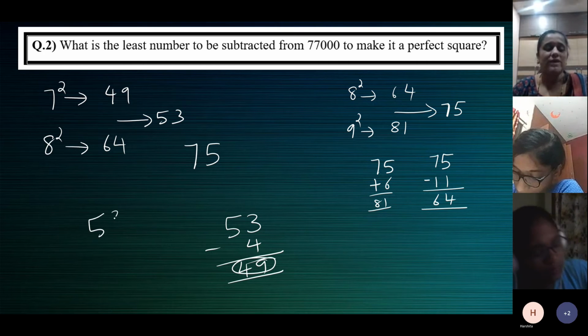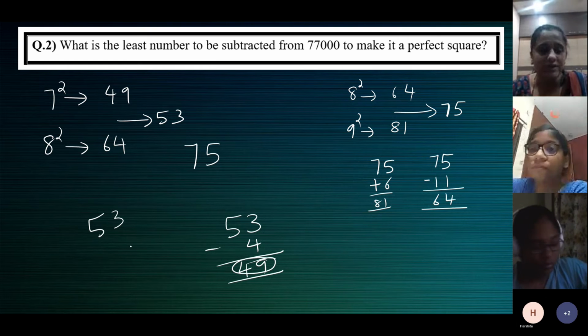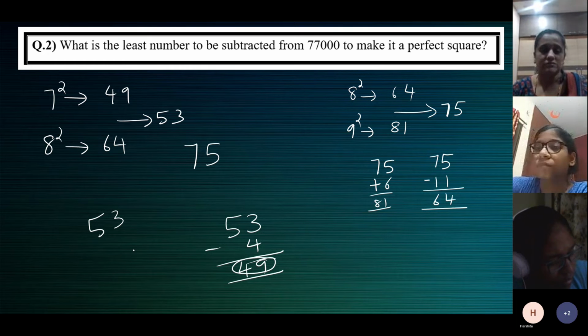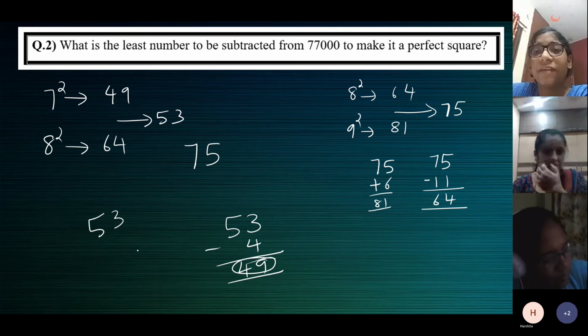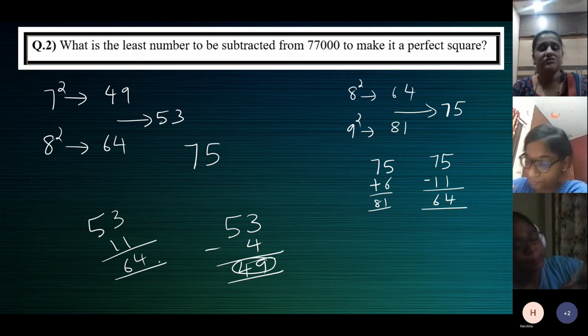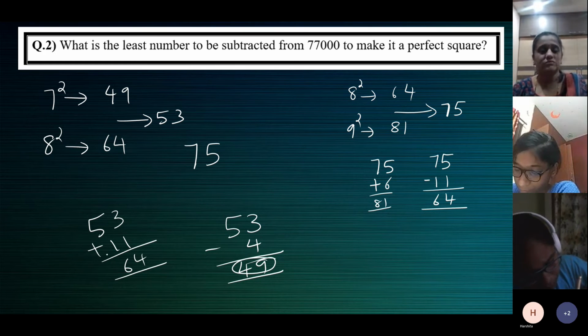What is the smallest number to be added to 53 to make it a perfect square? It's 11. So when you add 11, it becomes 64, and 64 is a perfect square. Are we all following?